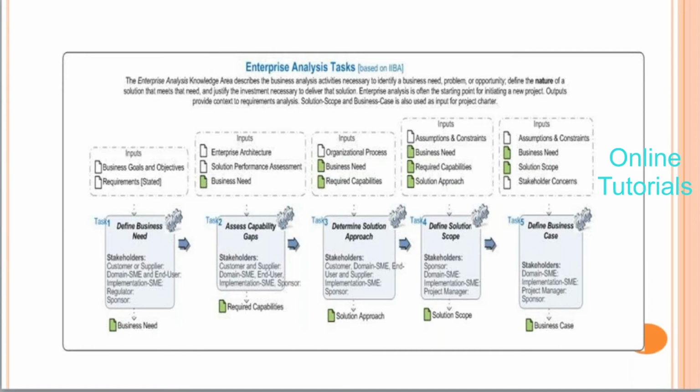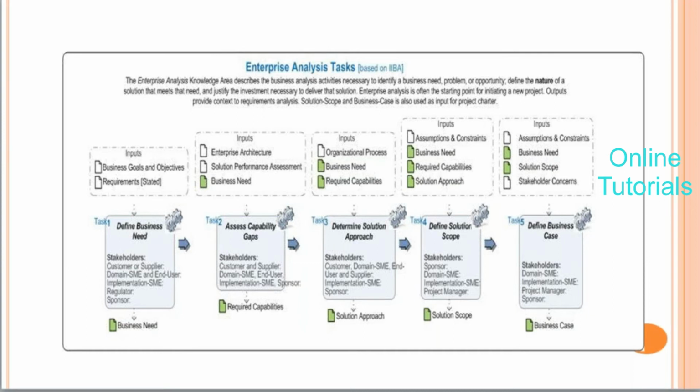Followed by this, we have to assess the capability gaps. Assessing capability gaps is also one of the most important points under enterprise analysis. What is meant by a capability gap? Capability gap doesn't mean the one which is necessary or important. It means thinking from the present to the past. What was there in the past and what is required now, as of now, comes under assessing the capability gaps.